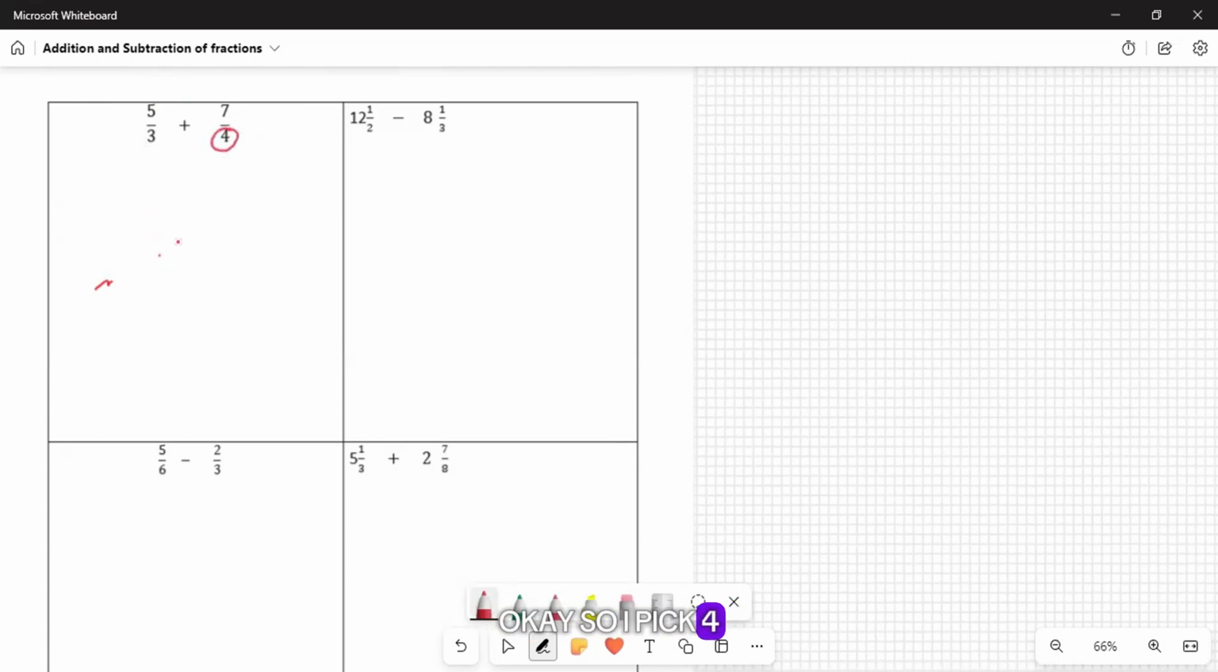So we'll try to manipulate that to get 12. But thankfully, the factors are here, so 4. Okay, so I pick 4, and my aim is to make this denominator 12. So I pick this 4 and I multiply the whole of this fraction by 4. So I start with 5 multiplied by 4. I want to find an equivalent fraction, 3 multiplied by 4.